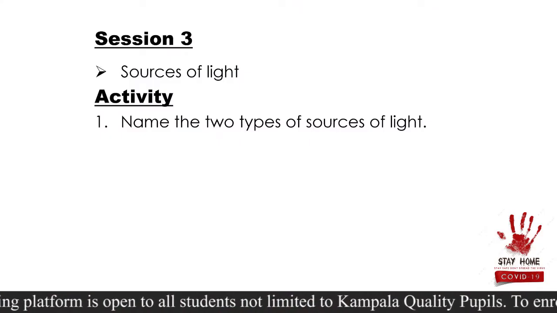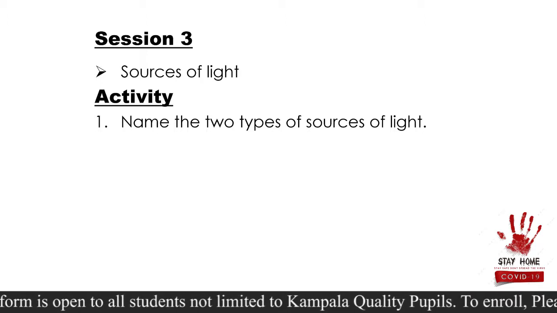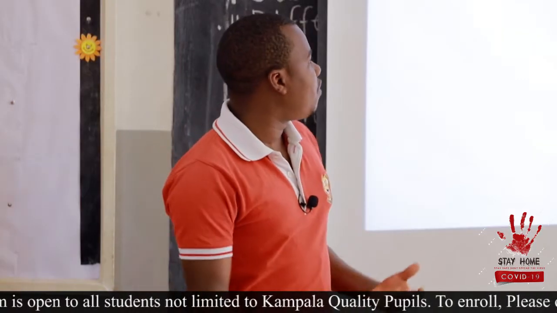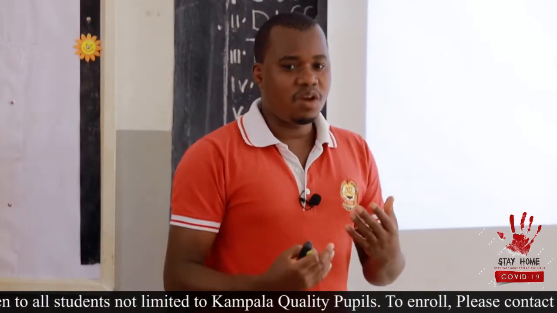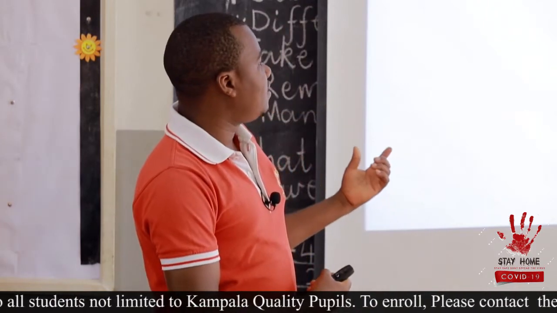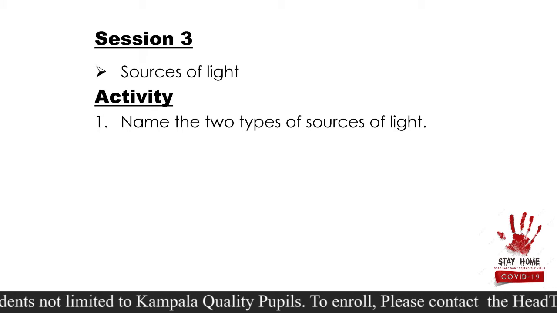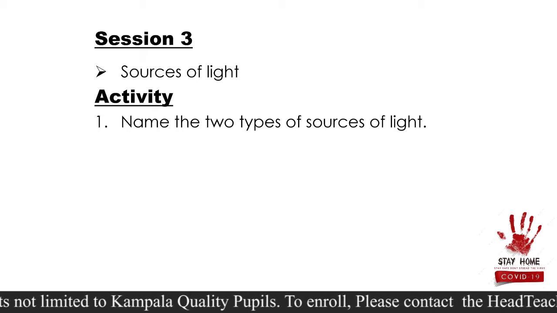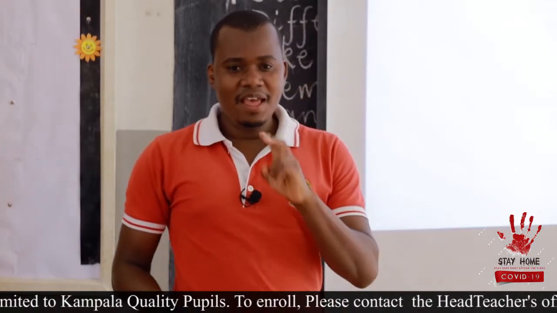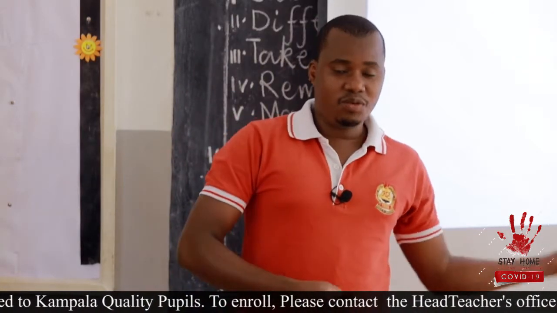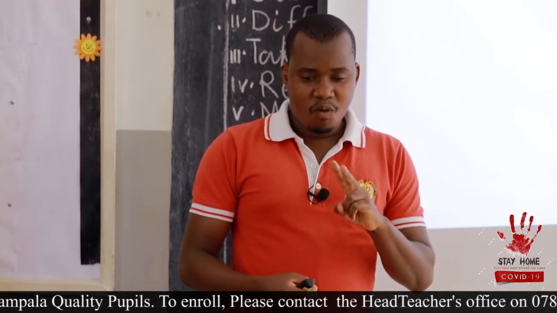Session 3, we are going to look at the sources of light. Now, what you do, I told you, we pose a question to allow you to think. Then we cross-check with mine here. So what is our activity this time? Name the two sources of light. There are two types of sources of light. So can you write them quickly? 1 minute.